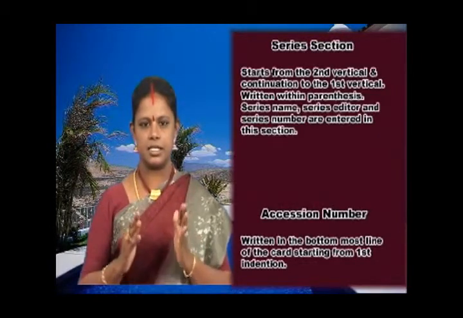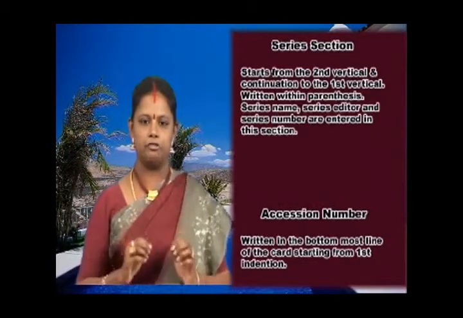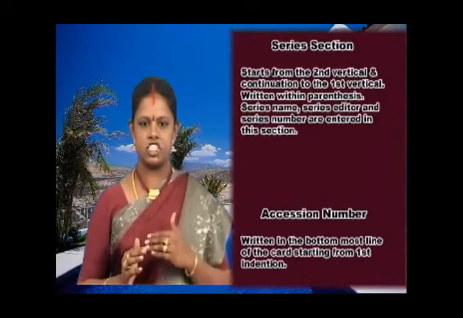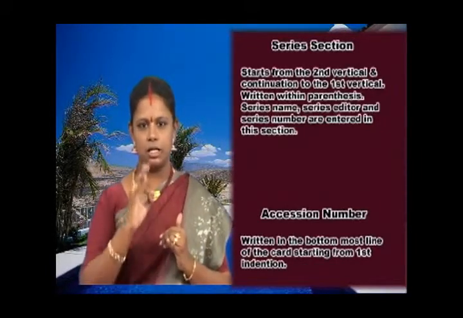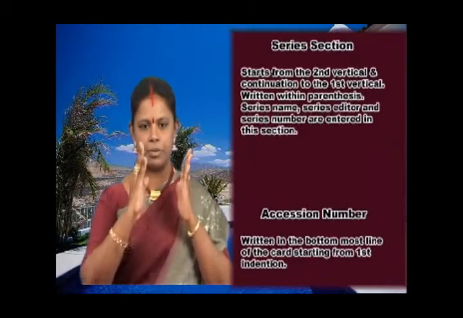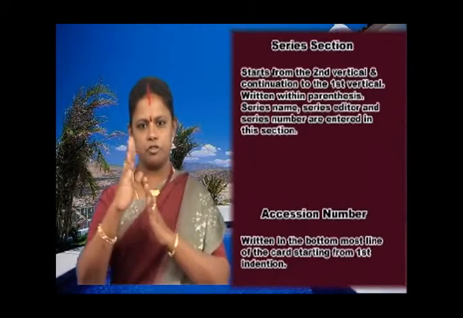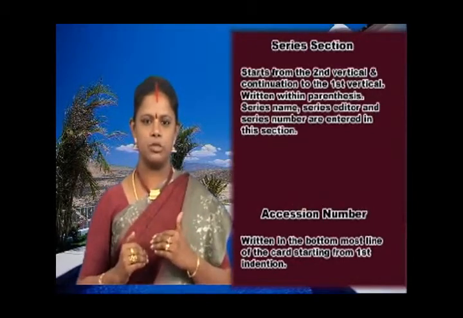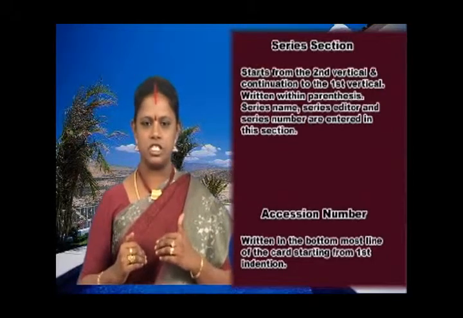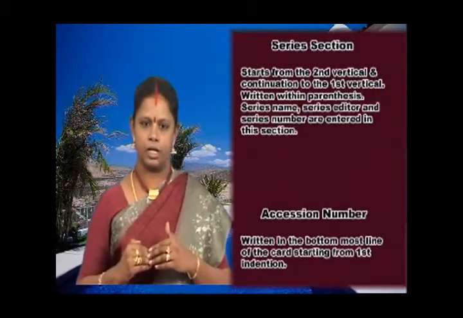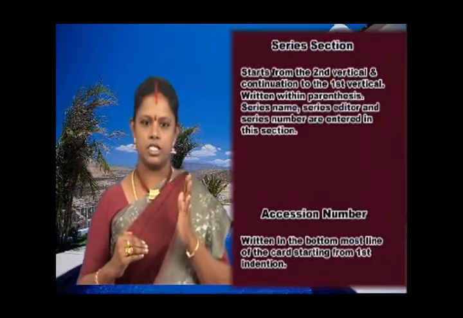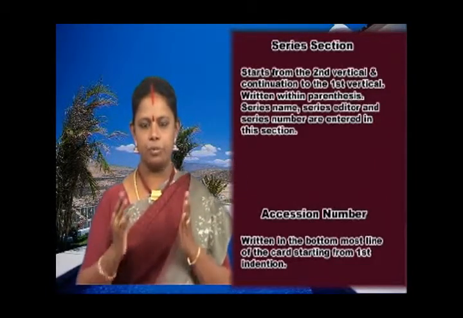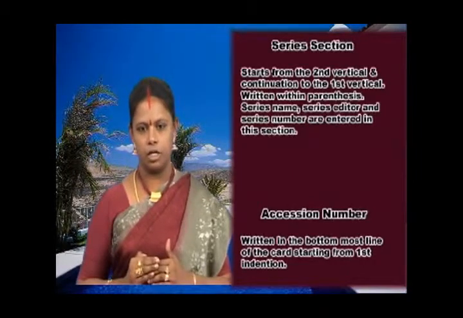And the editor of the series is written as ed by, and for the series number only the number can be written. And all these sections, that is your heading, title and series section, should begin from the 2nd vertical and continuation of the same section goes to the 1st vertical. And now we are coming to the accession number, which is written in the bottommost line of the card. Accession number is written starting from the 1st vertical. What is this accession number? It's nothing but a serial number given to the library document.